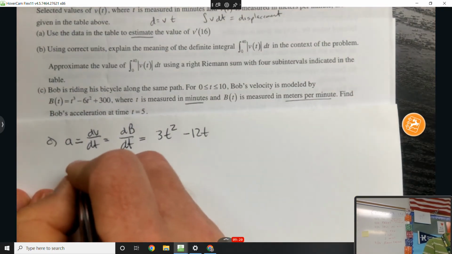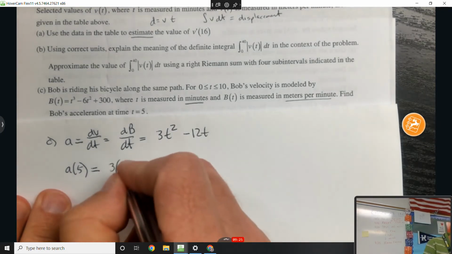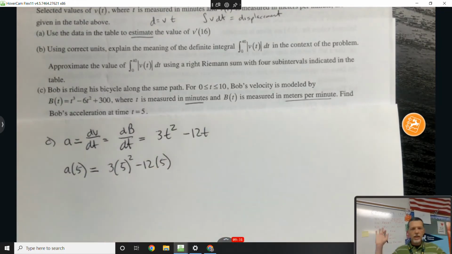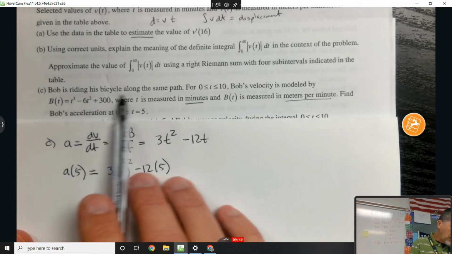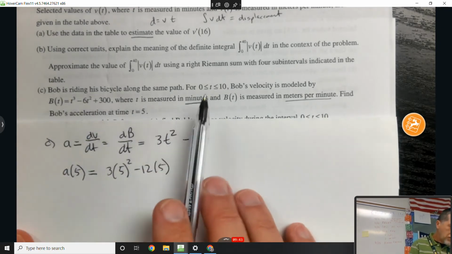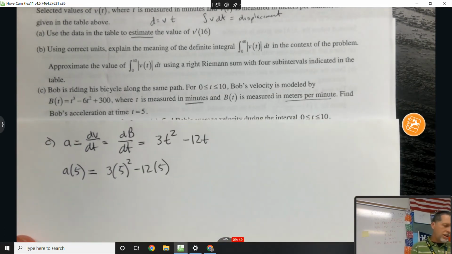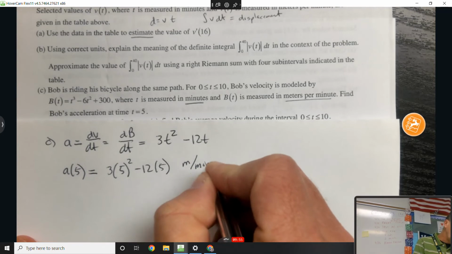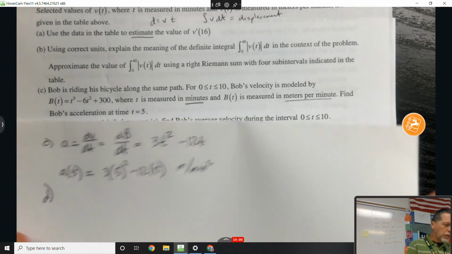And then at 5, we'll plug in 5. 3 times 5 squared minus 12 times 5. And again, I'm not evaluating that. I could do it if I want to, but why bother? Let's make sure we answer the question. Bob's riding his bicycle, that equation, minutes, meters per minute, find Bob's acceleration. It did not specifically ask for units, so I don't have to give it, but meters per minute squared would be the units. Oh, that was pretty straightforward.